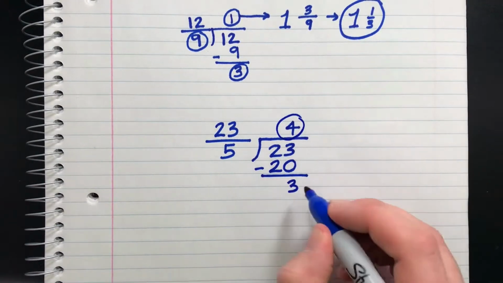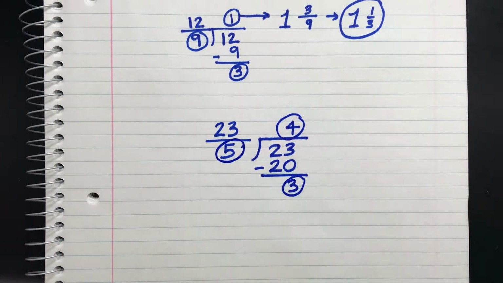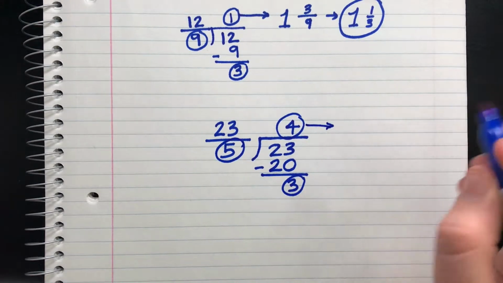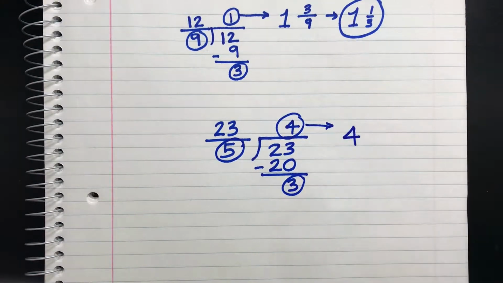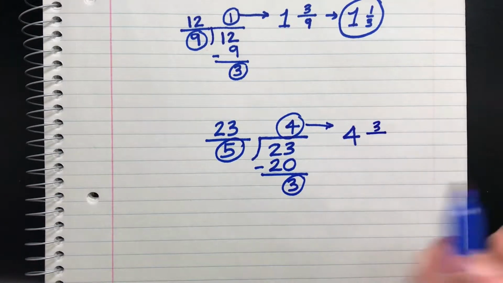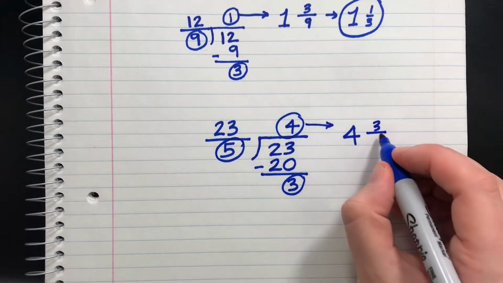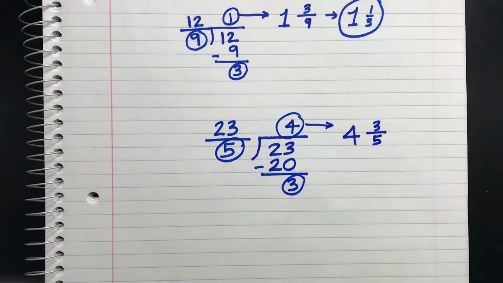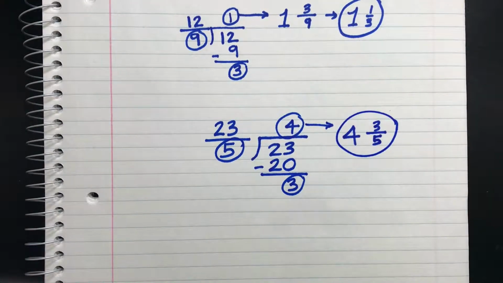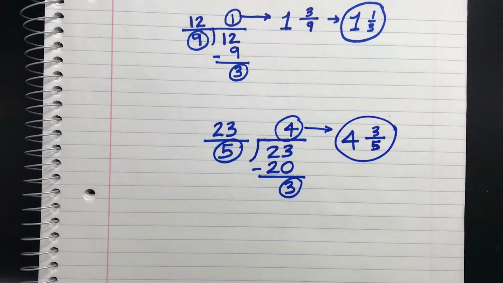So now we have 4, 3, and 5 are going to create our mixed number. So our top number here, 4, is our whole. Our remainder is our numerator. And our outside number here, our 5, is our denominator. Okay, that is our mixed number from 23 over 5. All right.